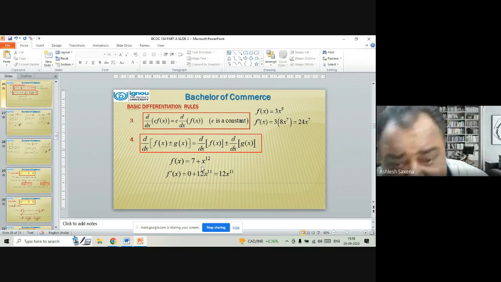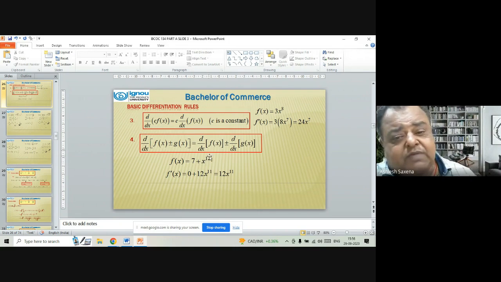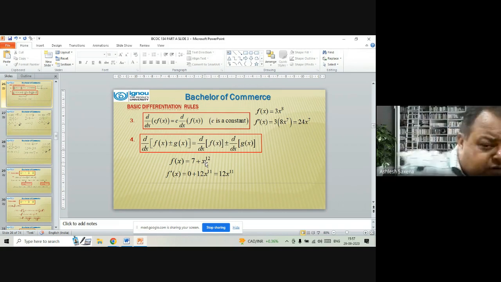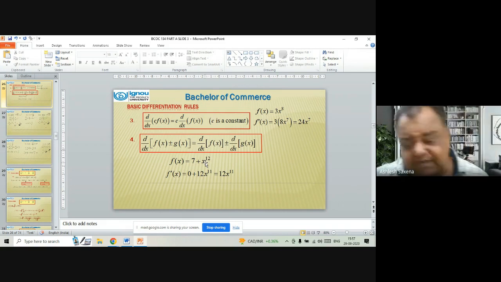Now, these are the two functions given to us. f(x) is equal to 7 plus x to the power 12. You can see that 7 is a constant. That means its derivative will be 0. This is an algebraic expression of power 12. Its derivative will be 12x raised to the power 12 minus 1, which is 11. That means the derivative of x raised to the power 12 is 12x raised to the power 11.